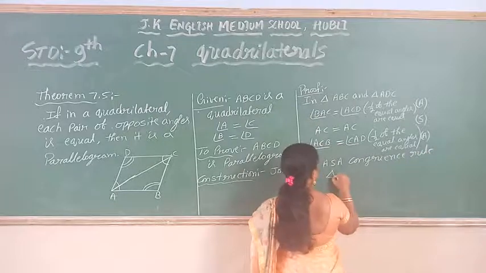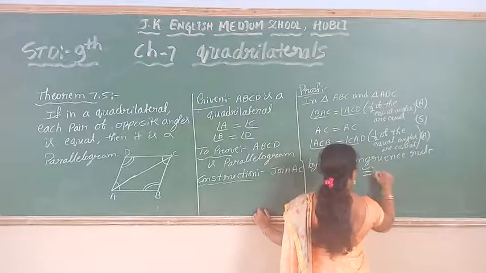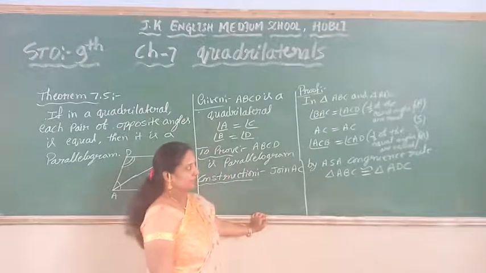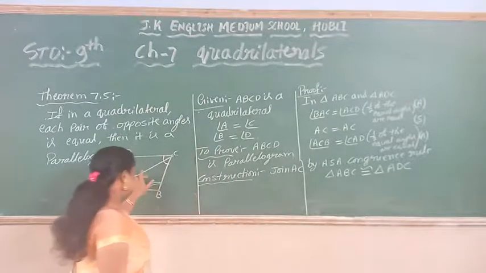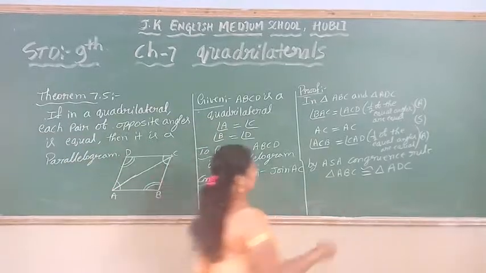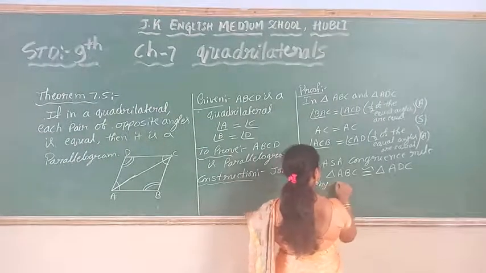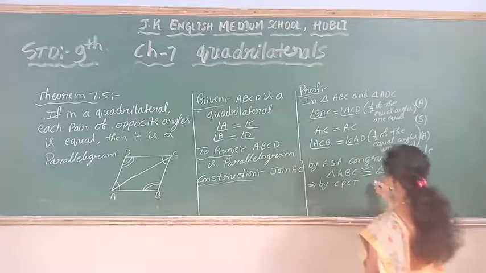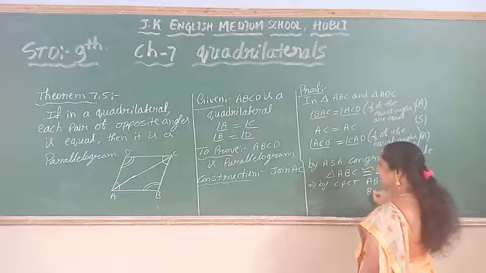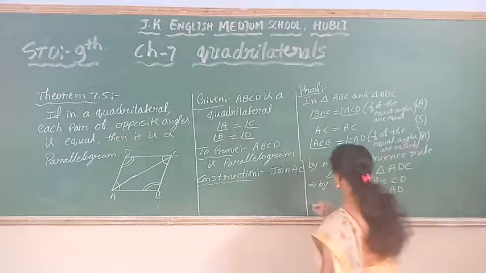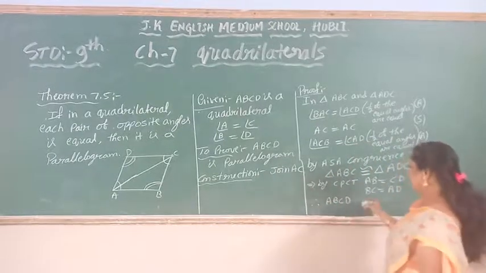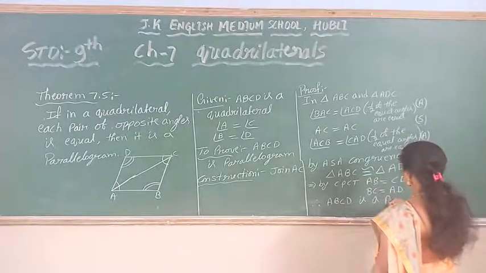Triangle ABC is congruent to triangle ADC. So if these two triangles are congruent, then by CPCT the corresponding sides are equal: AB is equal to CD and BC is equal to AD. Therefore, ABCD is a parallelogram. If opposite sides are equal, then the quadrilateral ABCD is a parallelogram.